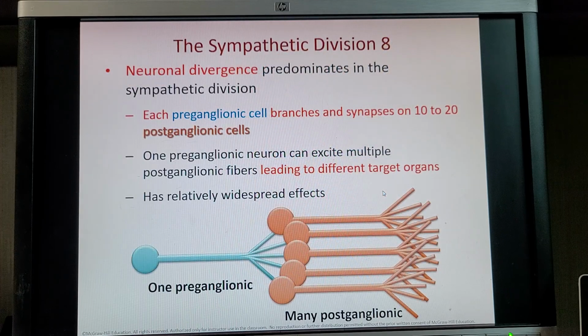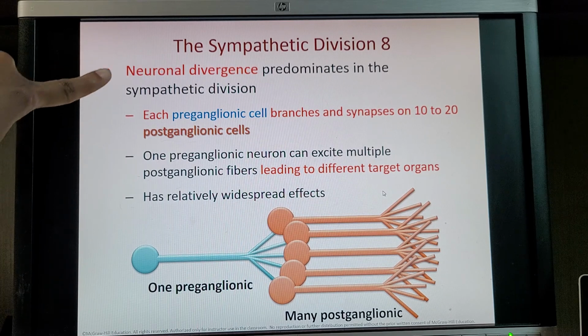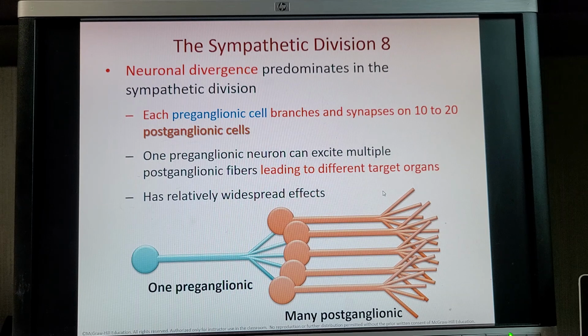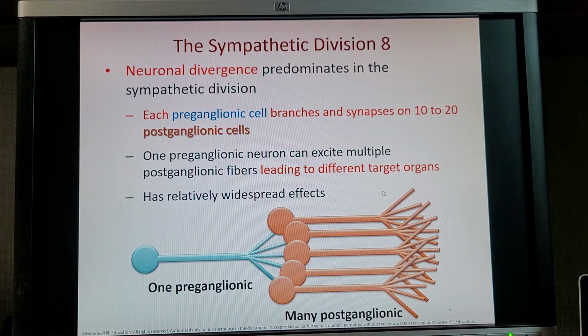Okay, so with our sympathetic division, one thing that helps it work very well is a concept called neuronal divergence. So in this case, when we pass off our communication baton, our neurotransmitter, to our postganglionic neuron, instead of just having a one-to-one connection, it's one to a bunch of postganglionic neurons. So this way you're able to have a really widespread effect across the body, able to target a bunch of stuff at the same time.